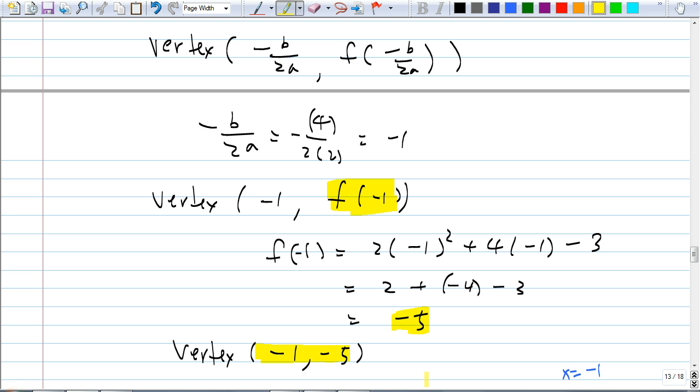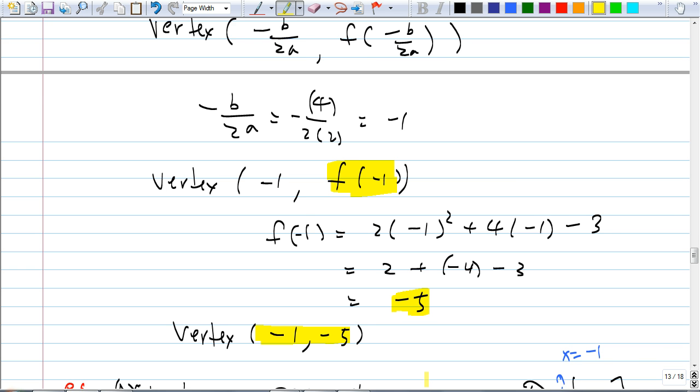By the way, for this one, is it going to give us the minimum or the maximum, the least value or the greatest value? It'll be the least because your A is positive. Therefore, does it open up or down? Up. Okay. Matthew, what's our least value? It's -5. It's the y-coordinate, not the x-coordinate. What does the x-coordinate give you? That gives you the axis of symmetry.